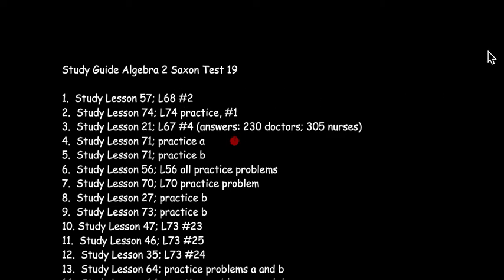So let's get started. The first one that we have to do is lesson 57. It's study lesson 57, means if you don't get this problem, go and study this lesson. This study sheet's a little different than the other ones that I've done. We are going to do lesson 68, number 2. So I'm just going to go over to another page to work these problems. So lesson 68, number 2.